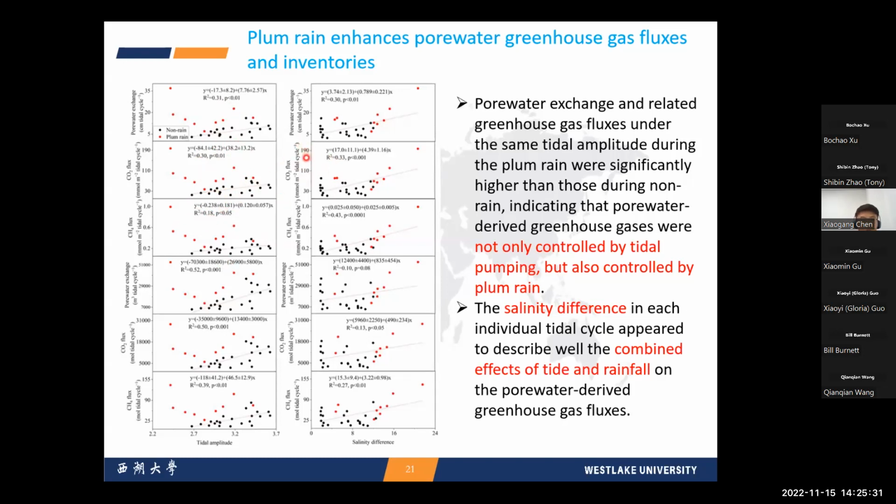So here we also analyzed the relationship between the greenhouse gas fluxes and the salinity difference. Here the salinity difference means the salinity at high tide minus the salinity at low tide for each tidal cycle. We can see the greenhouse gas fluxes had good positive correlations with the salinity difference. That means the salinity difference in each individual tidal cycle appeared to describe the combined effect of the tidal pumping and the rainfall event on the porewater-driven greenhouse gas fluxes.